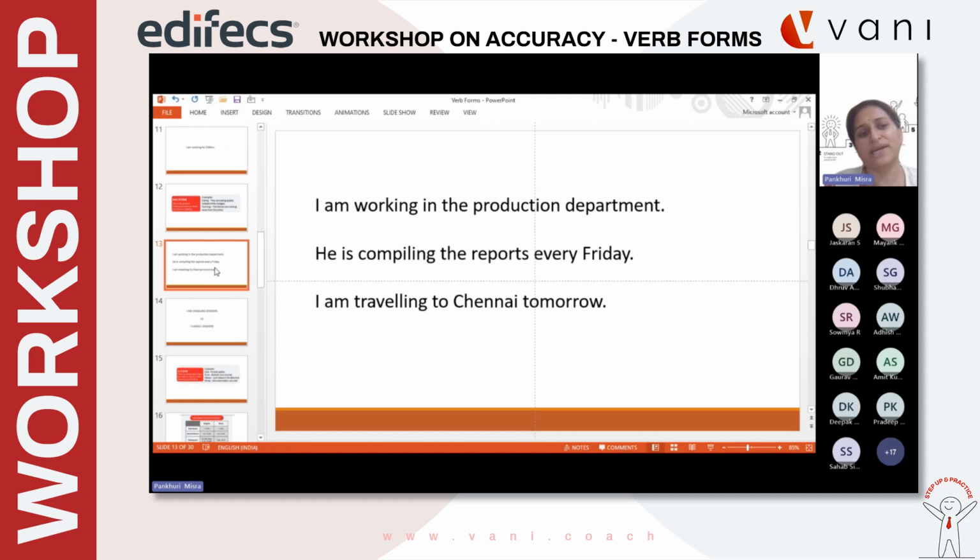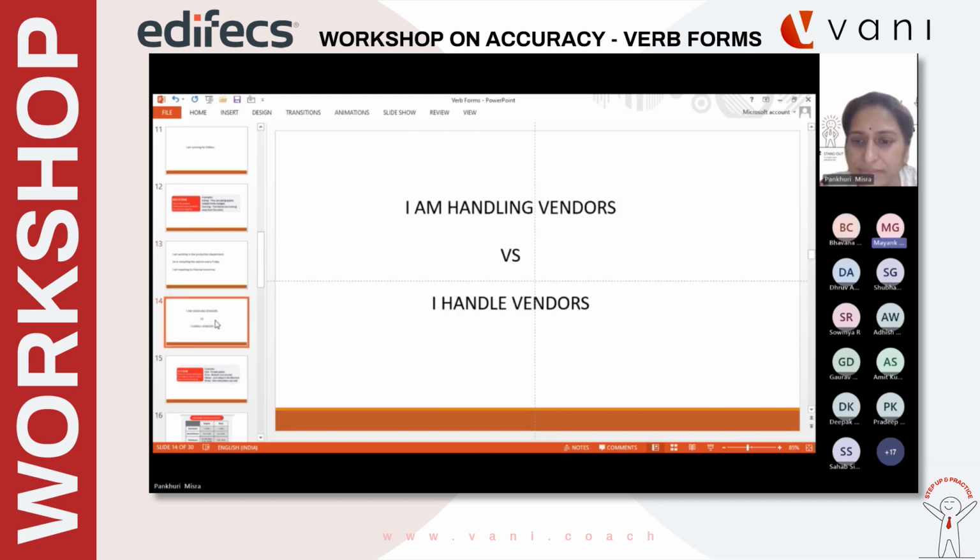Let us try looking at a few of these examples and try to say if they're correct or they need a correction. First one, I am working in the production department. I work in the production department, because if that is a rule that every day you work in the production department, then I work in the production department. If you know that you are in the production department for just 2, 3, 4 days, then I am working in the production department. I'm handling vendors versus I handle vendors.